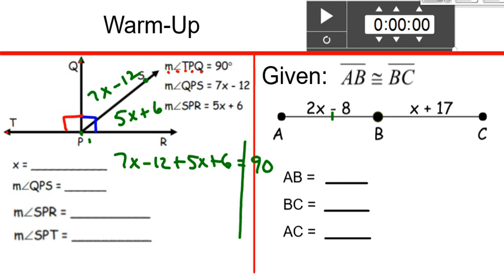Problem on the right, given AB is congruent to BC. So right away I'm going to go ahead and mark my drawing. And that means that 2x minus 8 has to equal x plus 17. And then you can go ahead and solve for x and fill in the blanks for the segment line lengths.